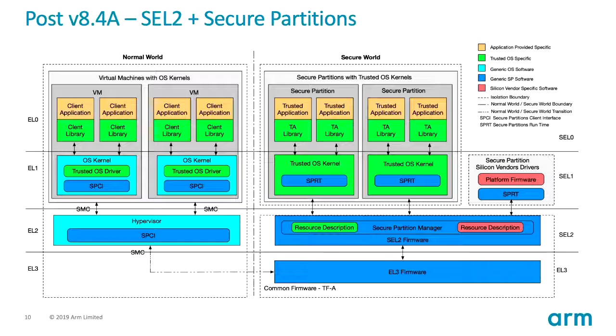So there's a picture that tries to show how the software is broken up and becomes generic in several senses. The yellow stuff along the top is all application specific. So the client application, or CA, and the trusted application, or TA, are bound and in some way specific to that application. The TA library and client library are opposite ends of the chain. The Trusted OS driver and the Trusted OS kernel are opposite ends of the chain. The resource description is a mechanism that says what resources are allocated to this particular secure partition.